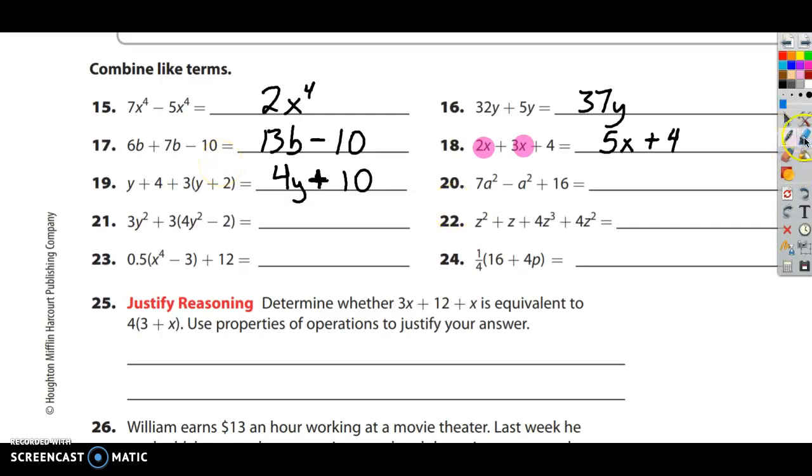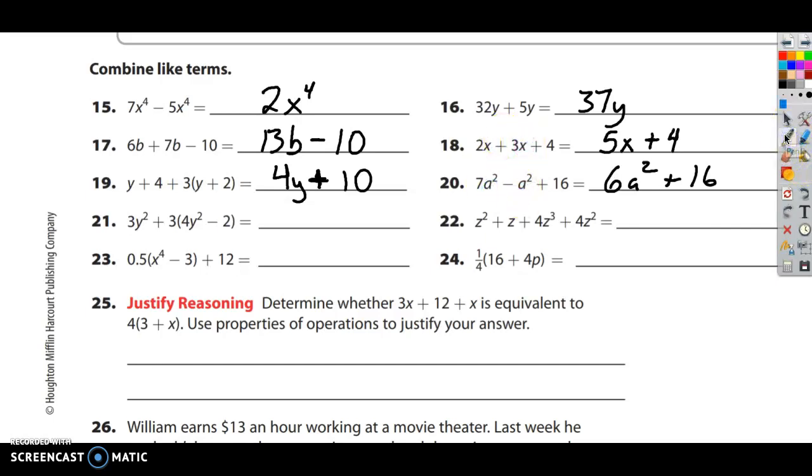So number 20, I've got a squared is my variable. I've got 7 minus nothing, but the nothing is actually a 1. 7a squared minus 1a squared would be 6a squared plus 16. You can't add 16 because it's not an a squared. You can only add up when they have like terms.